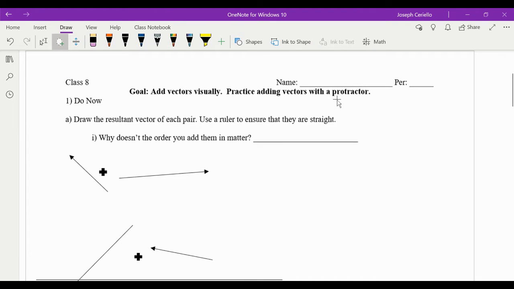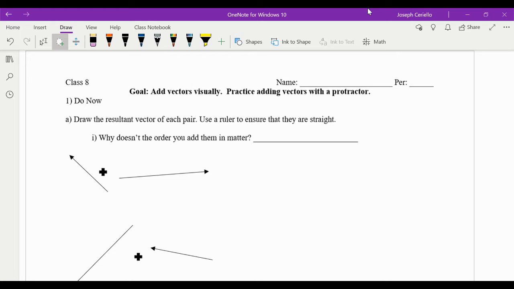Hey everyone, looking at class number 8. I don't have my document camera with me. Unfortunately, I forgot it. So anything that has to do with a protractor or a ruler, I'm going to be dictating. If you're not really sure how to use your protractor and ruler, please look at the videos for classes 6 and 7 where I go through it. All right, so let's get started.